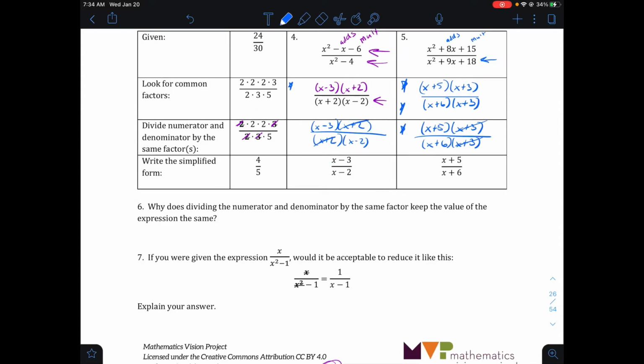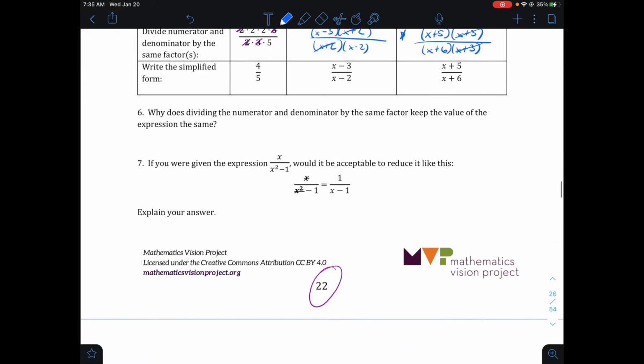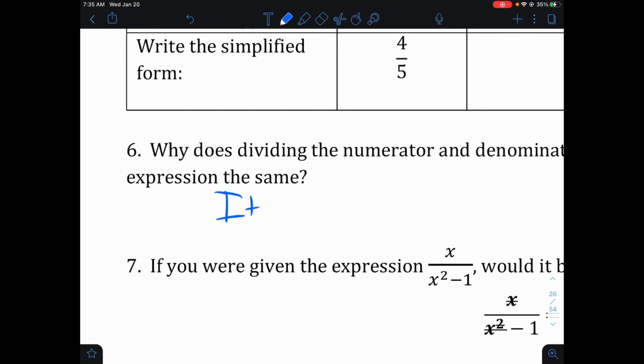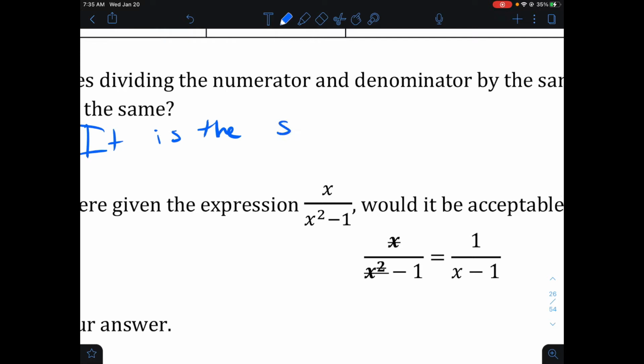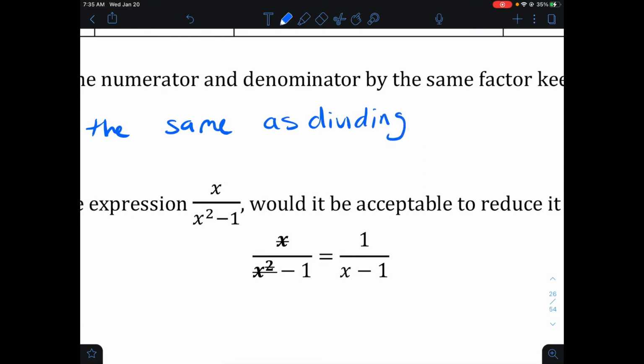Number 6 asks, why does dividing the numerator and denominator by the same factor keep the value of the expression the same? Basically it's the same as dividing by 0. Oh my goodness, sorry. It's the same as dividing by 1, or pretty much multiplying by 1.